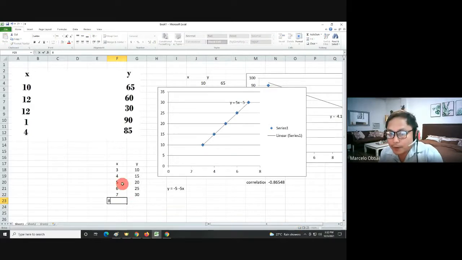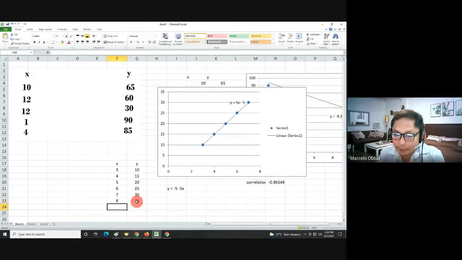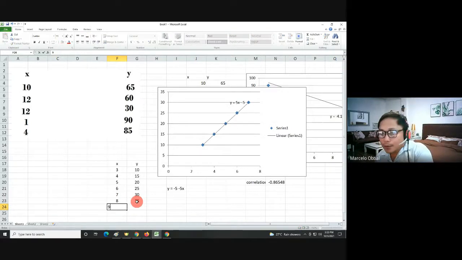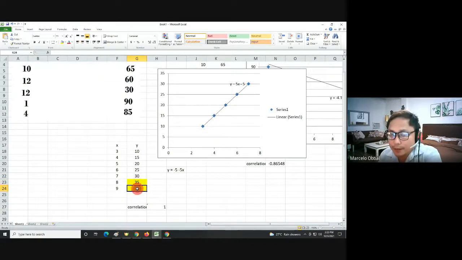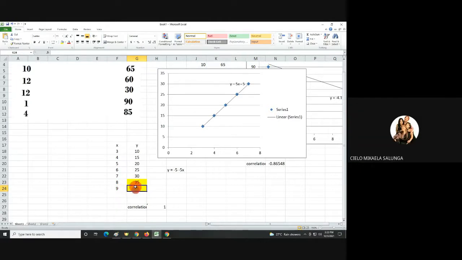What if your value of x is 8? The answer should be 35, no? What if the value here is 9? Can I ask somebody? What should be the value of your y here when x is given? Yes, Shelo. 40. 40 po, sir. Okay, very good.